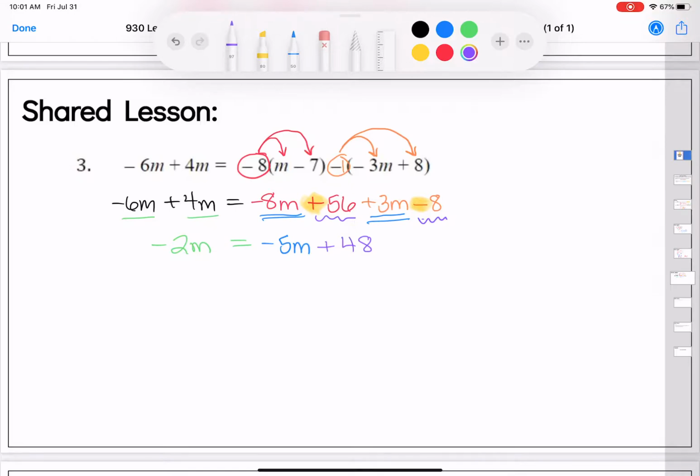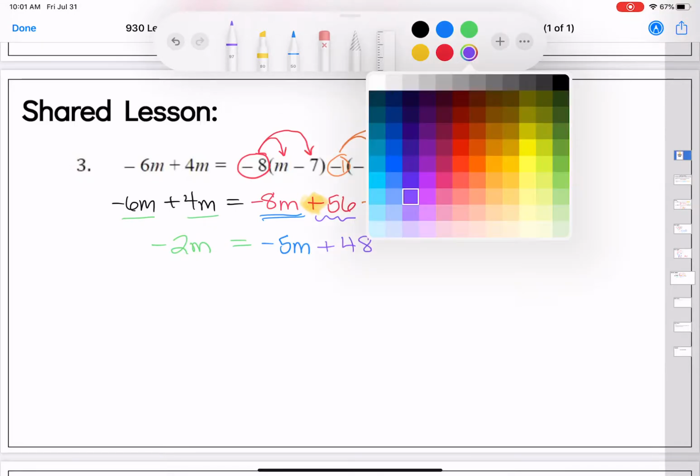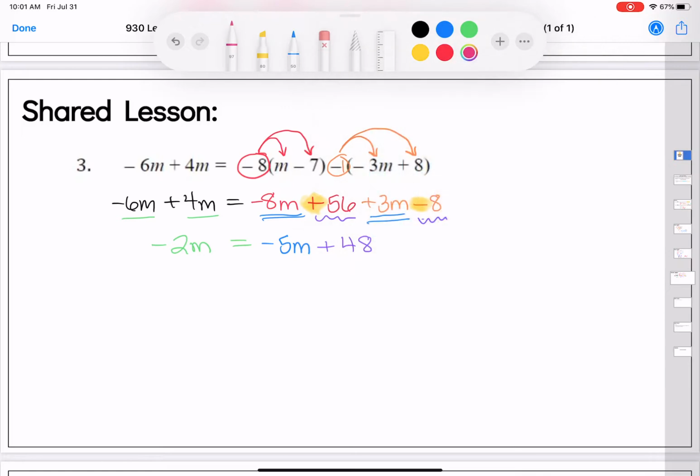All right, so I've combined everything I can combine. Now I think I'm going to move my variables just to make sure. So it looks like I'm going to move my negative 5m to the left. It'll give me a positive number, I believe. So let's go plus 5m on both sides. So on the right, they're going to cancel out. They're going to be gone. On the left, I have negative 2m plus 5m gives me a positive 3m equals 48, right? We didn't touch the 48 yet.